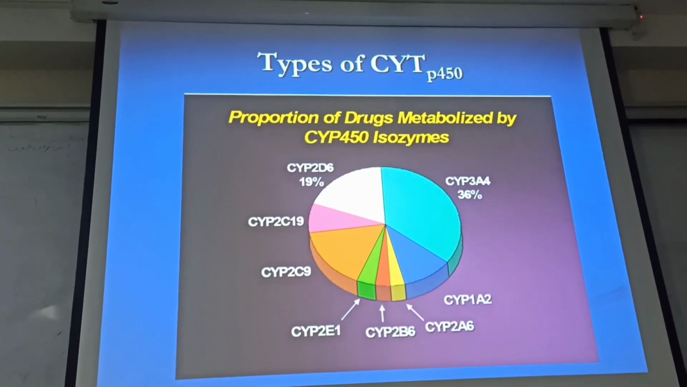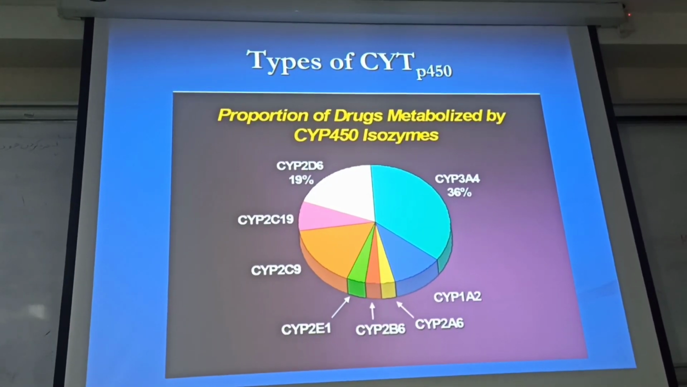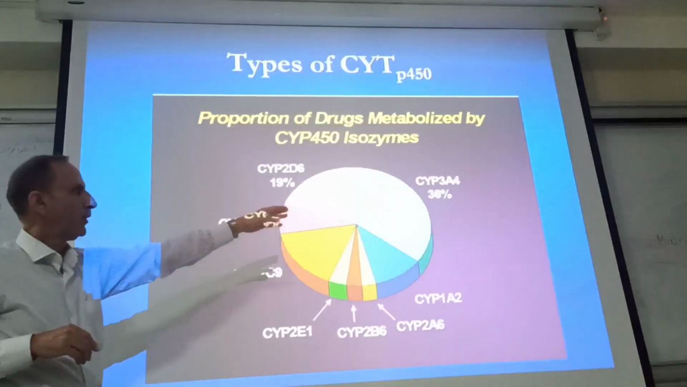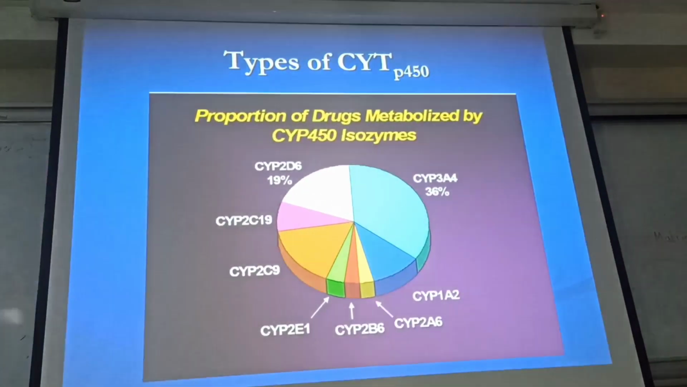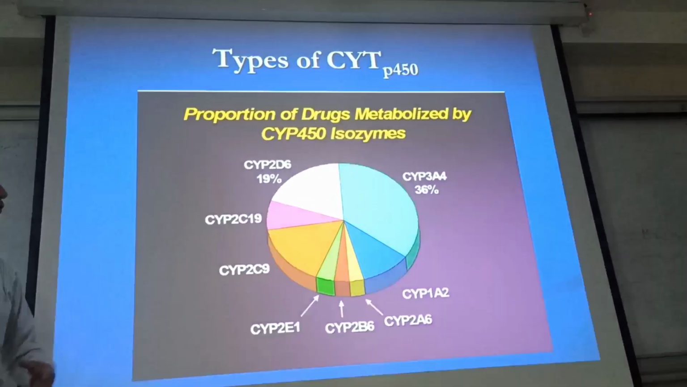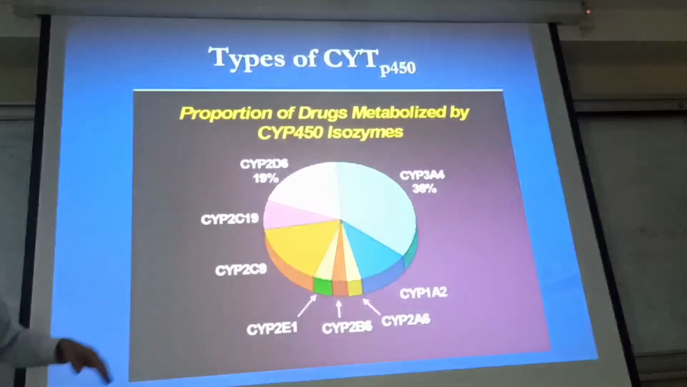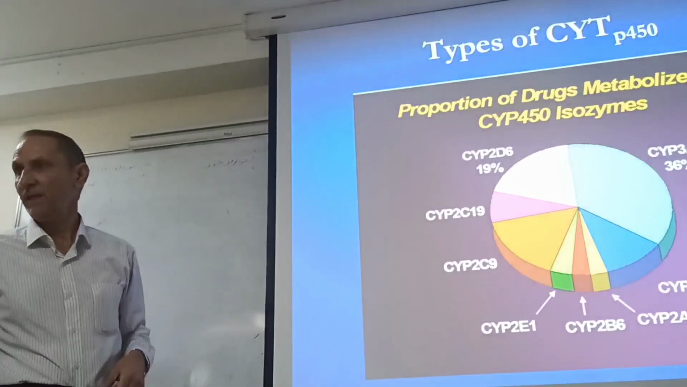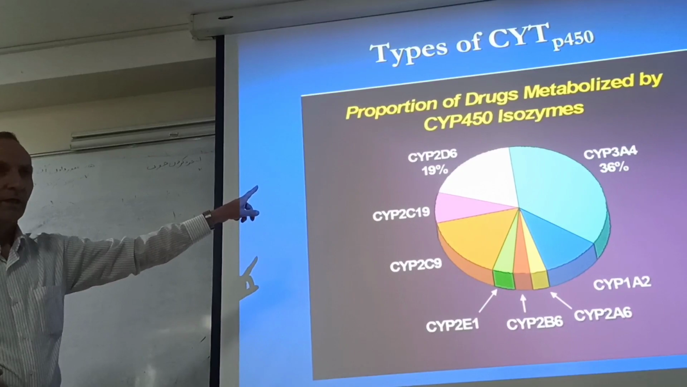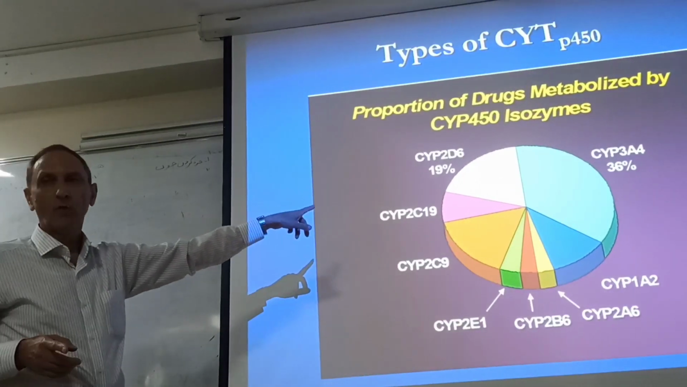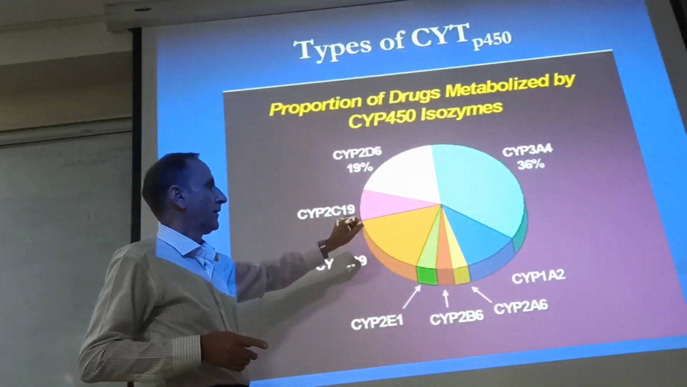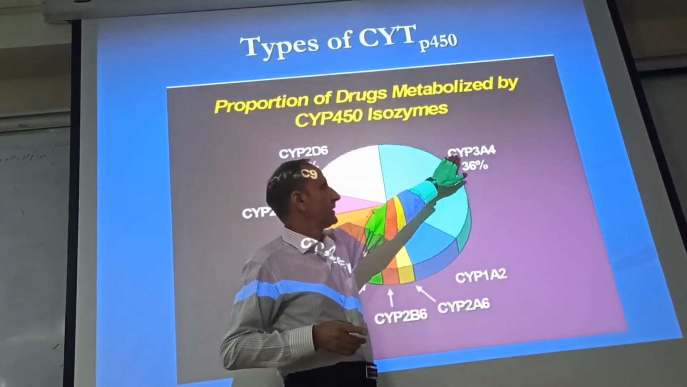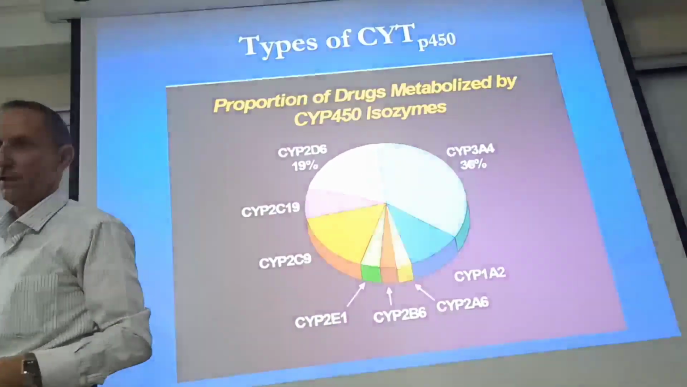In this slide, you see the involvement of different cytochromes in metabolism. Above 36% of drugs are metabolized by cytochrome 3A4. All of these are different isoenzymes or isoforms of cytochrome P450. This one has an important role in metabolism of many drugs.